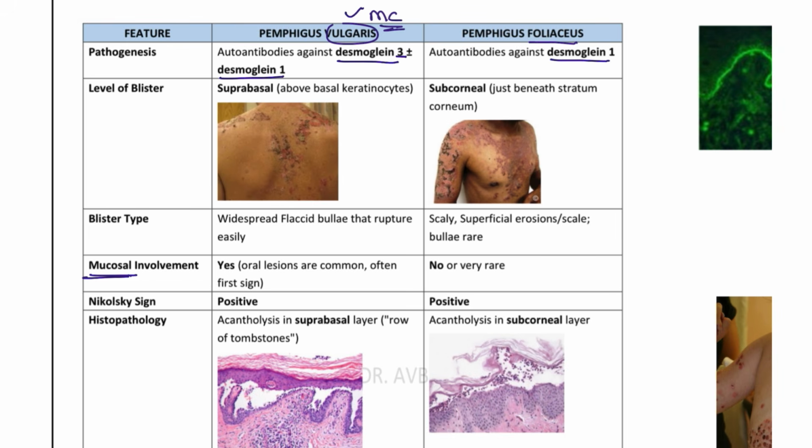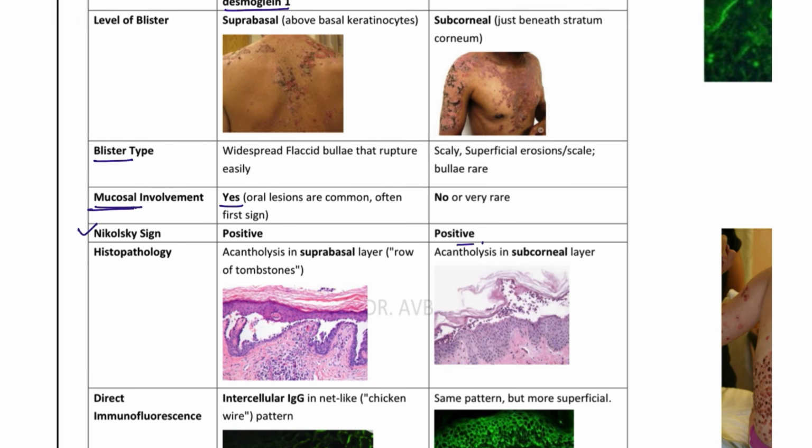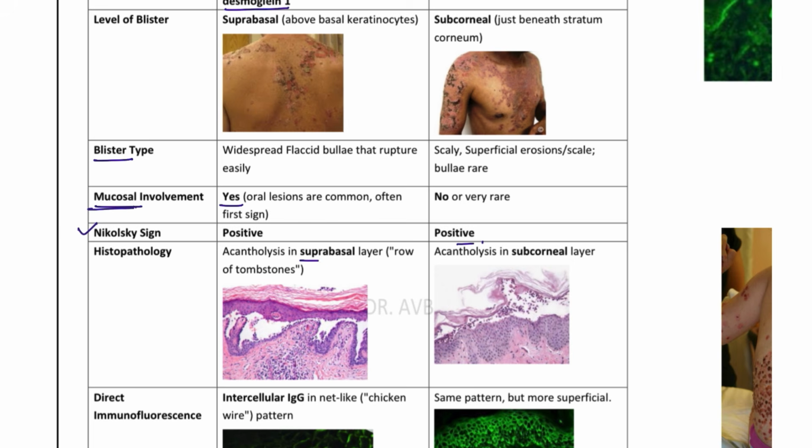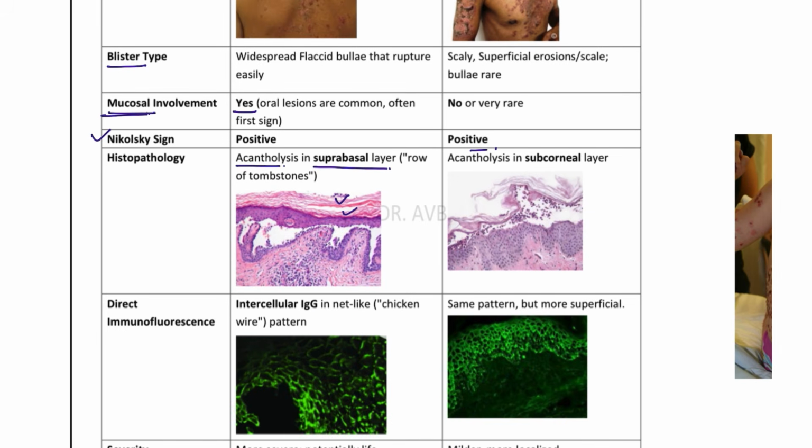So the vulgaris patient has mucosal lesions, and also there are blisters on the outside in this patient. Nikolsky sign is present in both of these patients. On histopathology, there is suprabasal layer acantholysis. Here you can see this is the suprabasal layer damage, and also IgG in a net-like pattern you are going to see on immunofluorescence.